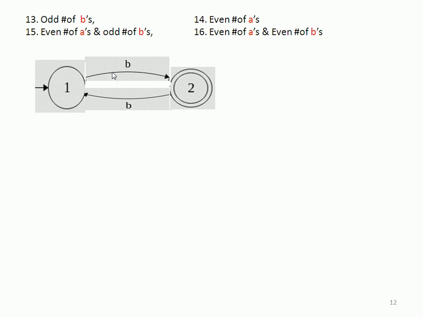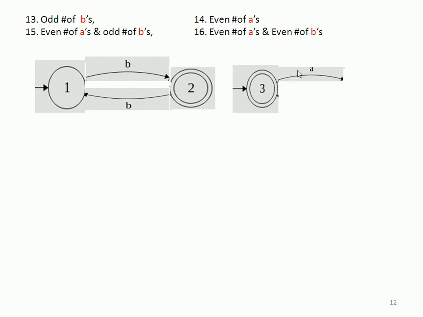Like that, all numbers of B's will be accepted by this machine. Second example, even number of A's. Even number of A's means the beginning state and final state will be the same. So even means 0, 2, 4, and so on.